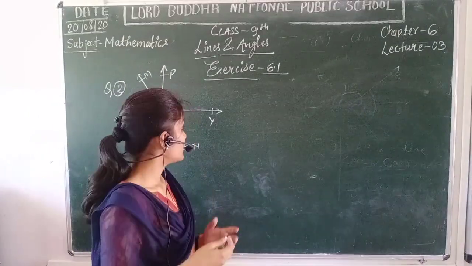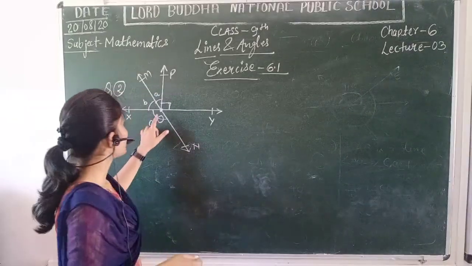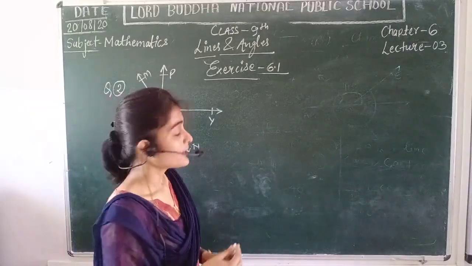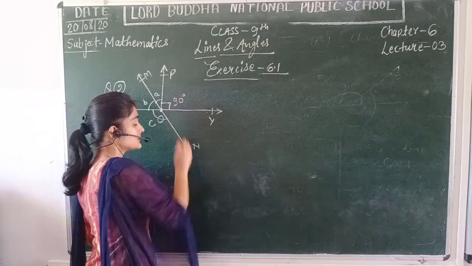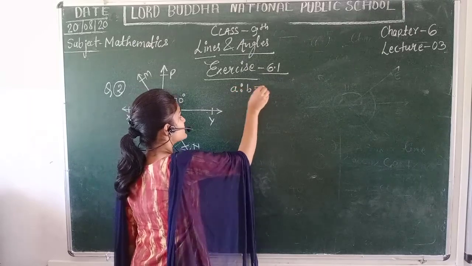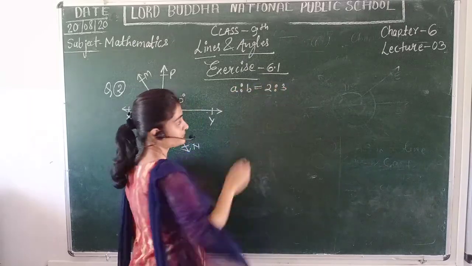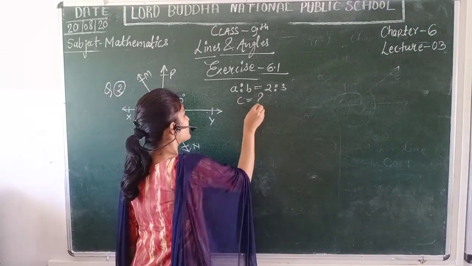Now, what are the given points here? It is given that lines XY and MN intersect at a point O, and angle POY, that means this angle, is equal to 90 degrees, and also given A ratio B equals 2 ratio 3. If A ratio B equals 2 ratio 3, then find the value of C.